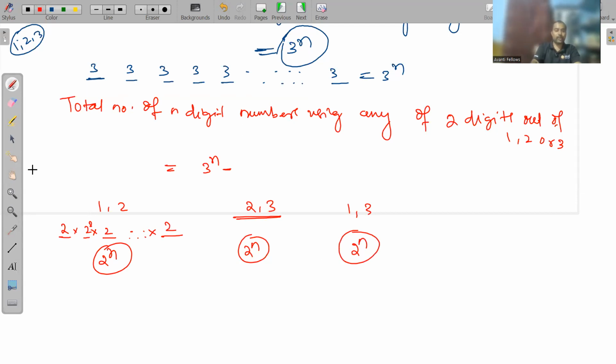तो मेरा जो ये हो जाएगा 3 to the power n, ये हो जाएगा 2 to the power n into 3. सॉरी, total number of n-digit numbers using any of 2 digits out of 1, 2 और 3 is, ये हो जाएगा 3 into 2 to the power n, 3 into 2 to the power n, right, 3 into 2 to the power n.